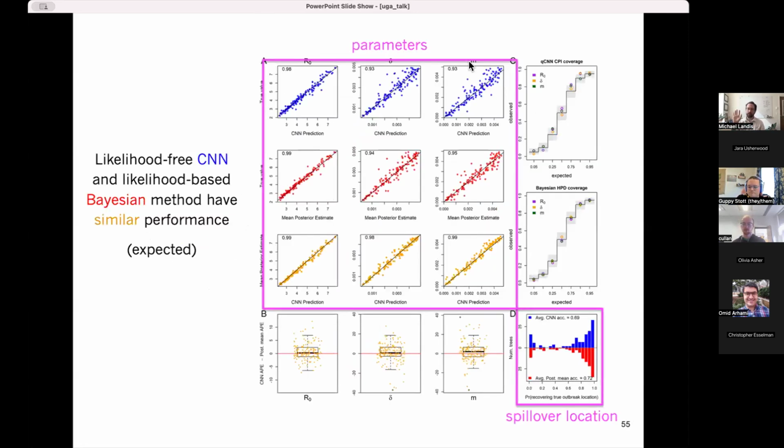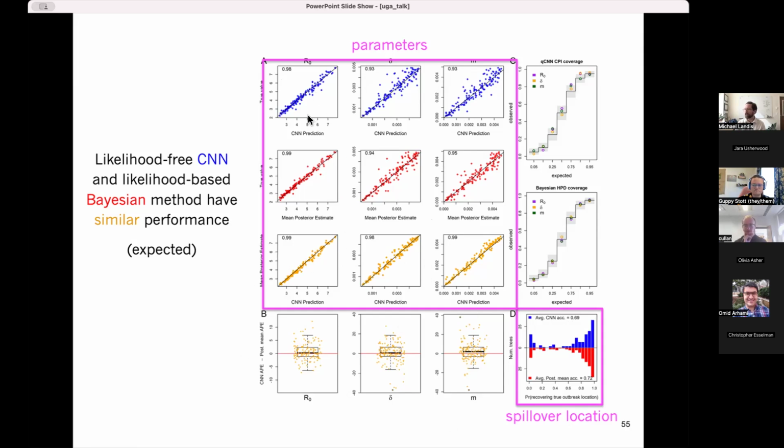So like I said, I'm going to show you a handful of plots that look like this. Here's how they'll be organized. The three columns correspond to different model parameters that are relevant for the outbreak: the basic reproduction number, the sampling rate, and the migration rate between locations. The first row is the CNN estimates, the second row is the Bayesian estimates, and the third row is the degree of agreement between the two methods. And then down here is our spillover location.